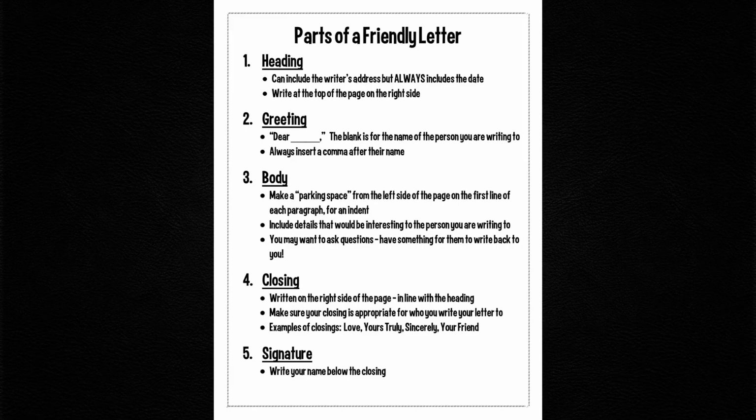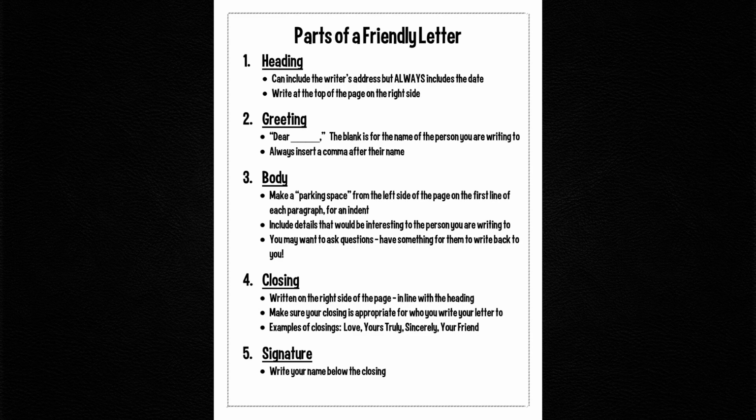So as you can see in this document, there are 5 parts of a friendly letter. The first part is the heading. The heading can include the writer's address. That part is optional, but it must always include the date. Also, the heading should be written at the top of the page on the right-hand side.